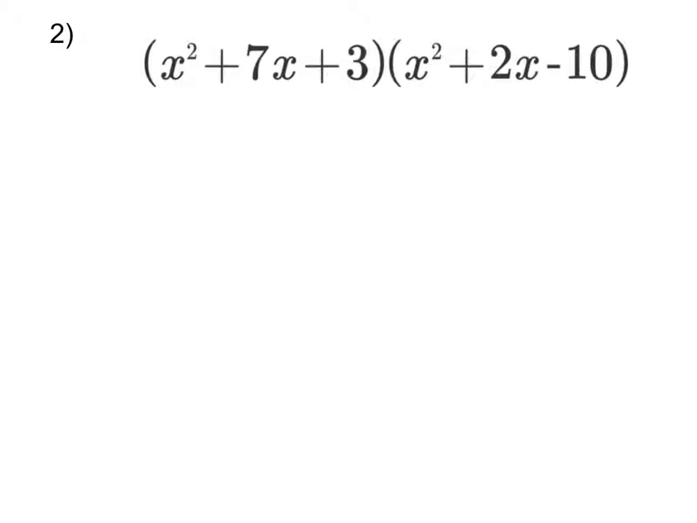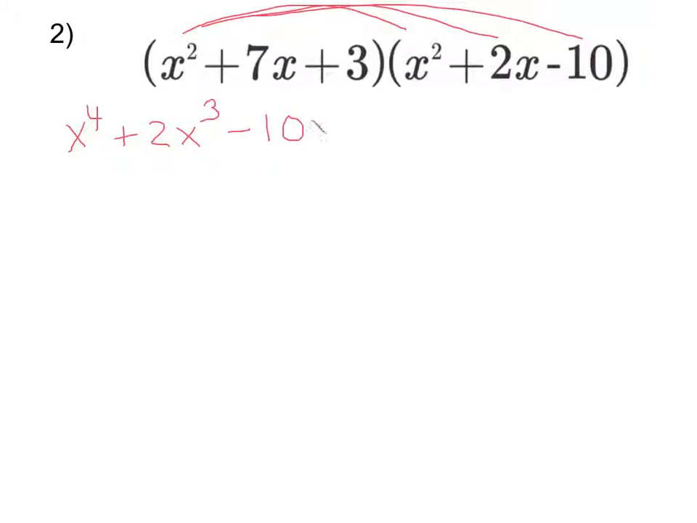So to make it a little easier for myself later on when it comes time to combine like terms, I'm going to illustrate here how I might as well stack up the like terms right to begin with. So what I'm going to do is I'm going to multiply this by each one of these. And I get myself x to the 4th plus 2x to the 3rd minus 10x squared.